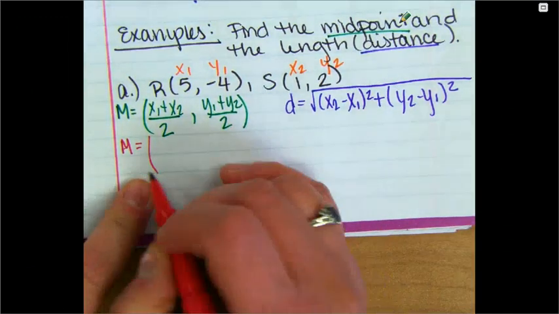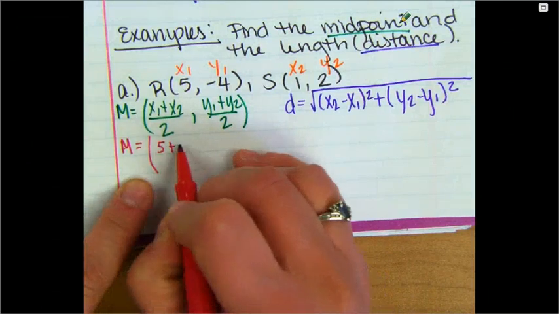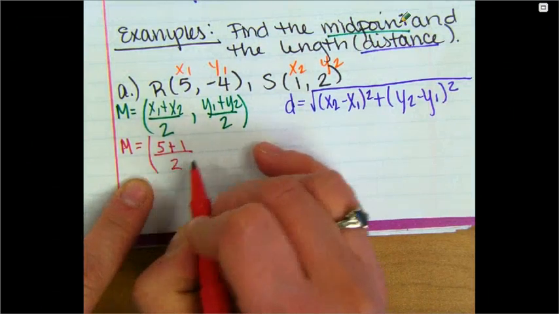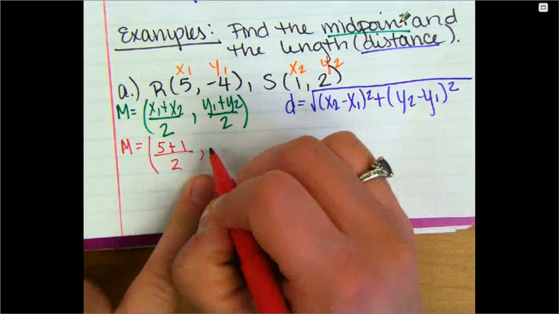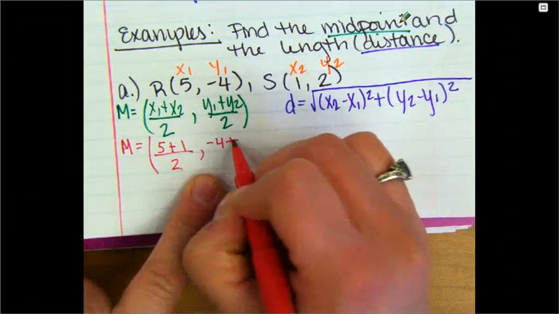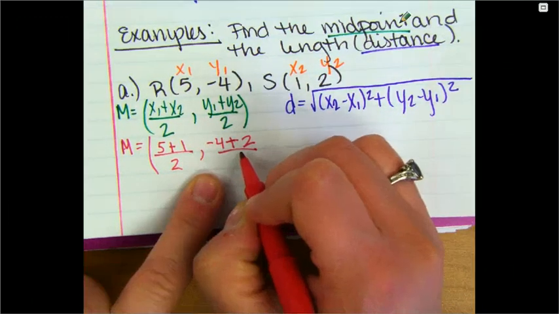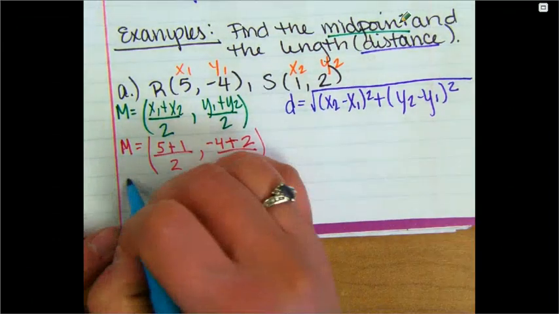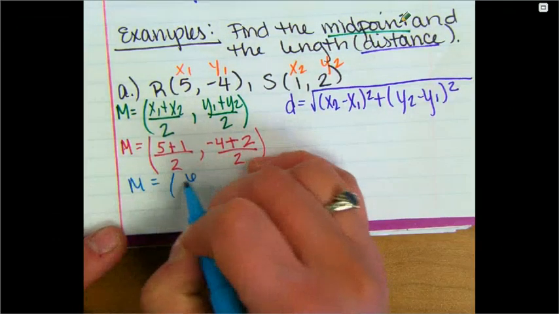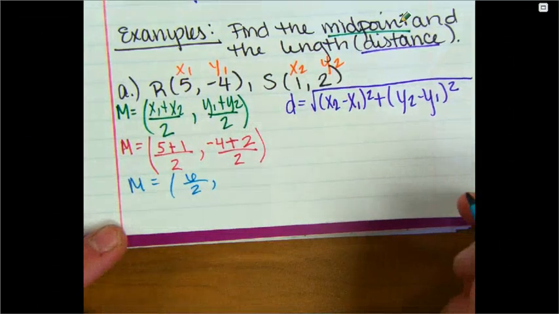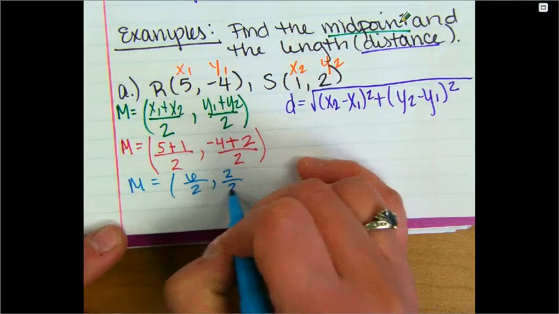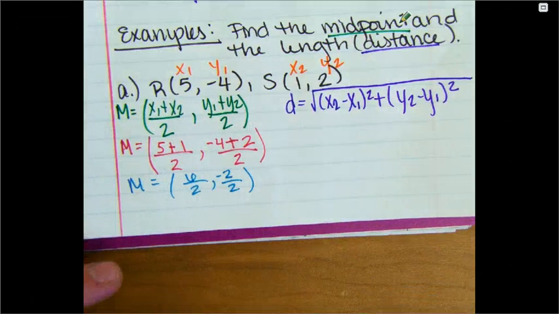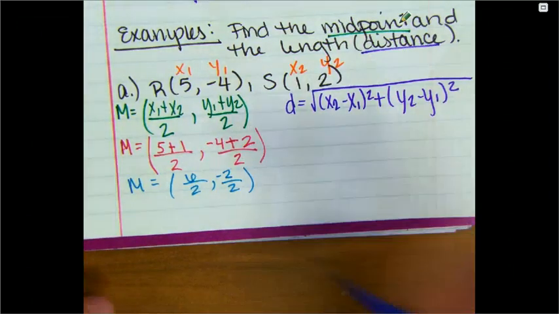So we're going to say 5 plus what? Plus 1 over 2, comma, what's your Y1? Negative 4 plus what? Plus 2 all over 2. So what's 5 plus 1? 6 over 2, comma, positive or negative? Negative 2 over 2. Divide, yes.